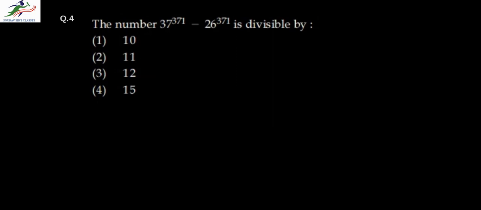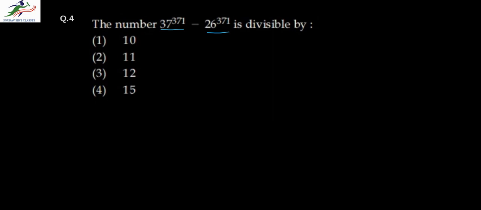We move to the next set of questions. This is question number 4, which says the number 37 to the power 371 minus 26 to the power 371 is divisible by what? Now this is a very simple one.